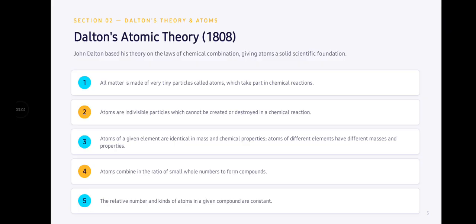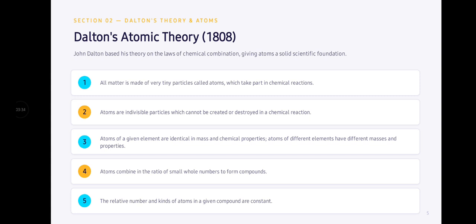So, Dalton's atomic theory, 1808. John Dalton based his theory on the laws of chemical combination, giving atom a solid scientific foundation. So, all matter is made of very tiny particles called atoms which take part in chemical reactions. Atoms are indivisible particles which cannot be created nor destroyed in a chemical reaction.